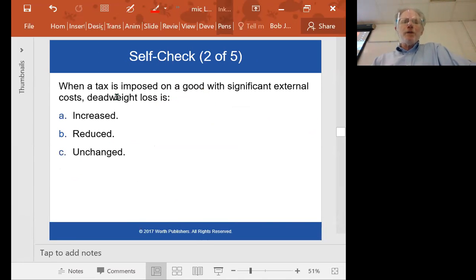Okay, when a tax is imposed on a good with significant external costs, the deadweight loss is what? We got external cost. We now impose a tax. Is that going to increase the deadweight loss, decrease it, or have no effect? Which one? I say A. It's going to be B.